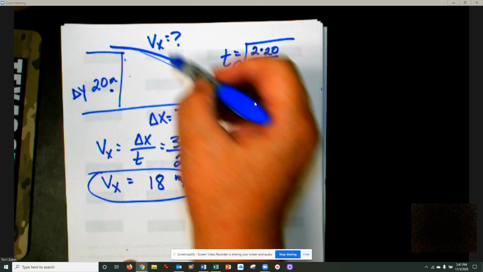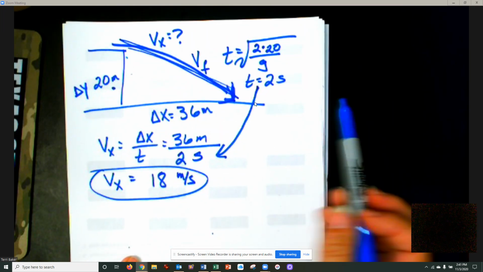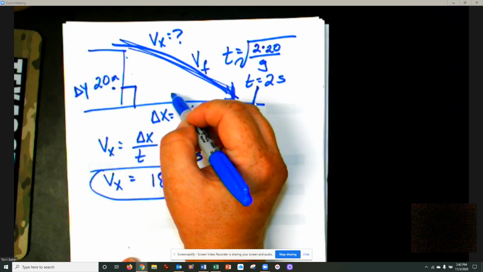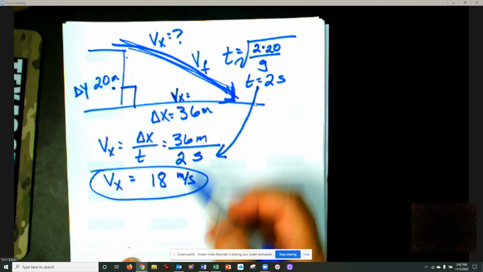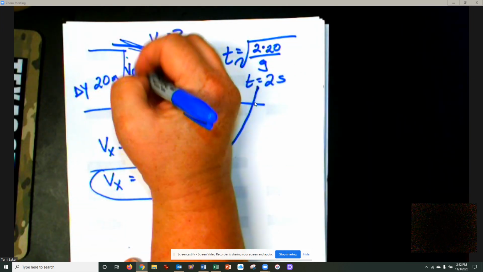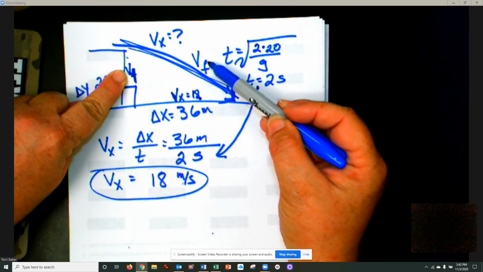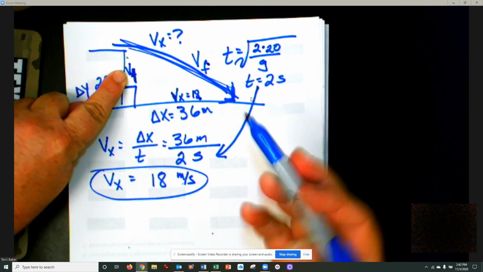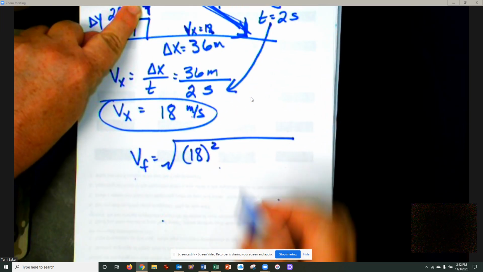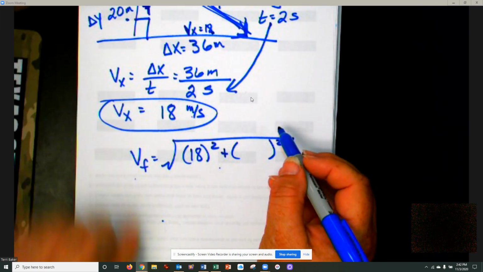Now, it wants to know the magnitude, or basically the final velocity as it hits. Because this is a right triangle, if you know your horizontal velocity, which we do, we just calculated it at 18, and you're able to calculate your velocity in the y direction, you could plug those two things into Pythagoreans and find out your final velocity. So, final velocity, square root of 18 squared plus your y velocity squared. So we need to find the y velocity.